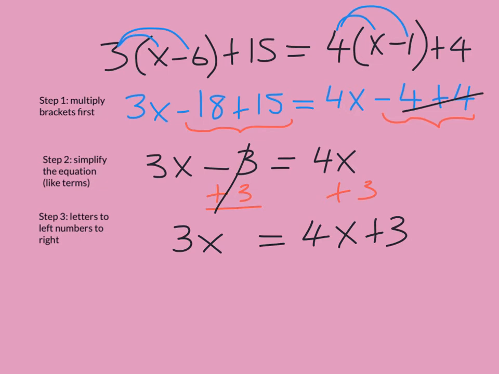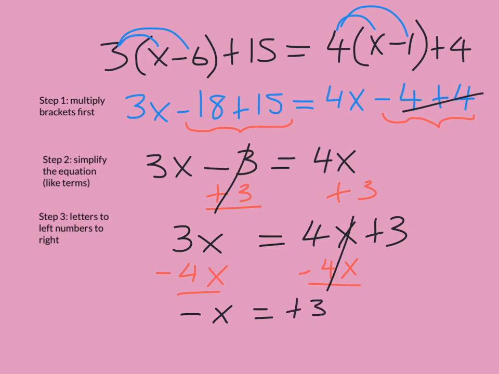Then I'm going to go ahead and get the 4x off this side. So minus 4x from this side. And if I do that from the other side, what I get then is 3x minus 4x gives me minus x, or minus 1x. 4x minus 4x cancels and I get plus 3.